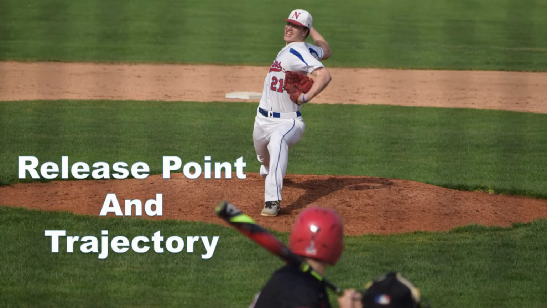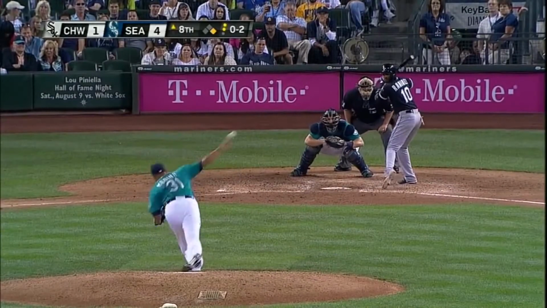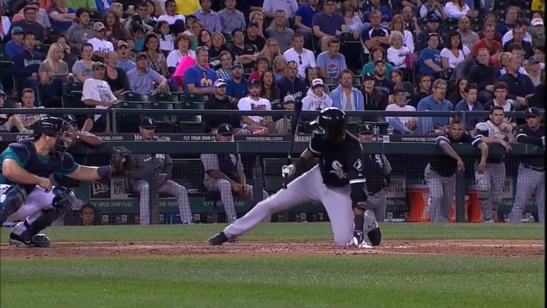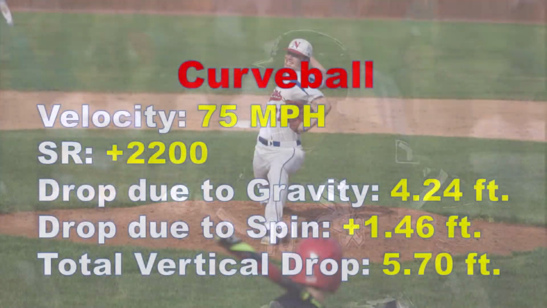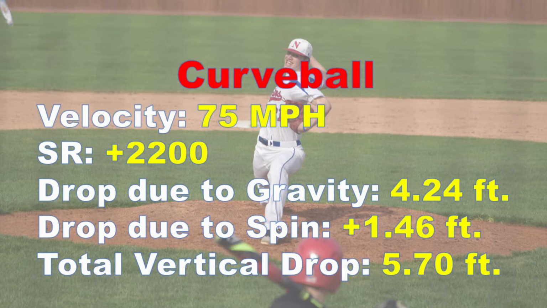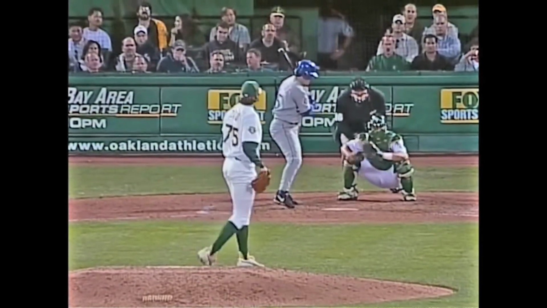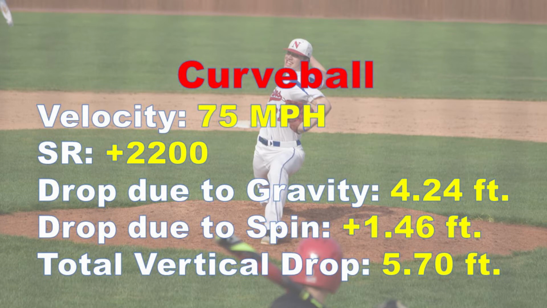The first question we have to ask ourselves is, what does a curveball strike look like? Well, a curveball thrown at 75 miles an hour has a spin rate of about 2,200 RPMs, and sometimes higher. Now, due to gravity, the pitch breaks about 4.2 feet, and then due to the spin of the ball, it breaks about 1.5 feet, causing a total break, or vertical drop, of 5.7 feet.